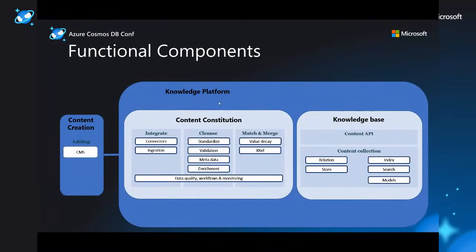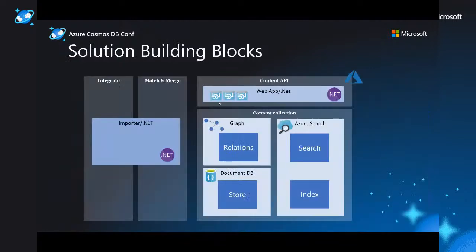So the functional components is, on one end, you have the content creation, which is a CMS system that flows in with jurisprudence, tax laws, etc., some leading comments explaining how you should interpret those tax laws, which then goes through what's called content constitution. So it's ingested, it's cleansed, it's subsequently pushed into a knowledge base where you have your content types and relations between them and index and all that stuff. So that's your knowledge base. So this is kind of the functional aspect.